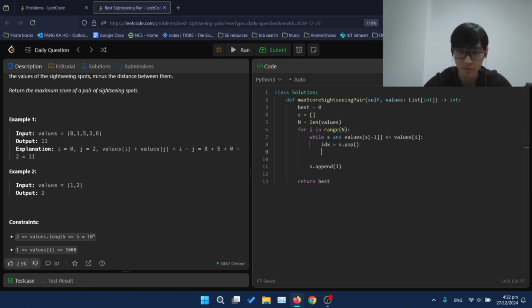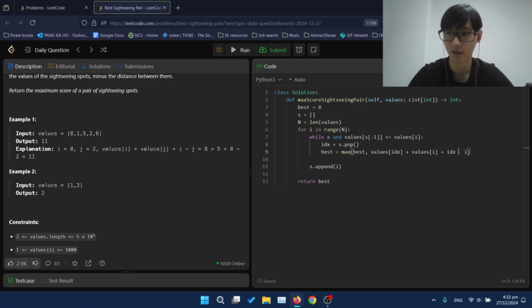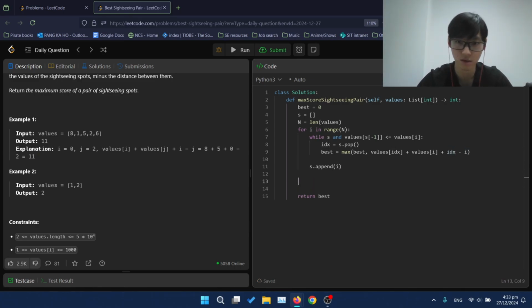What does this mean? Going from left to right, that means best is max of best, of i minus index, and values of, this one doesn't really matter, index plus. So we know actually this is i and this is j, sorry, this is i, this is j. Okay, then go the other way around.